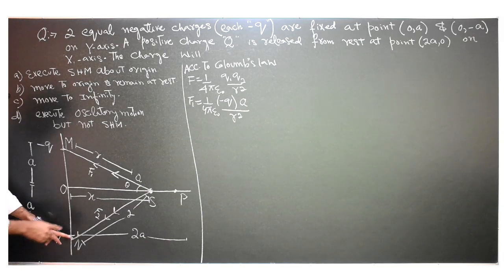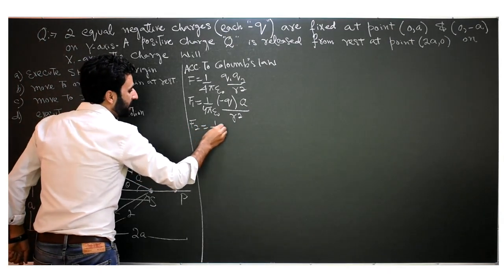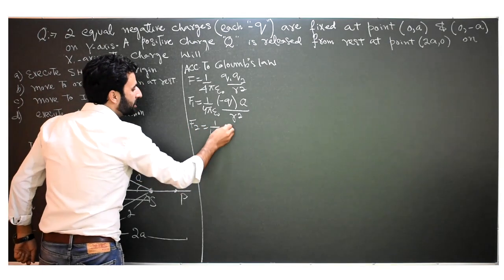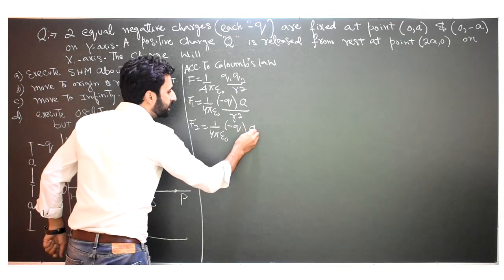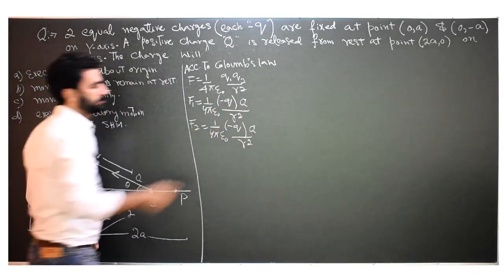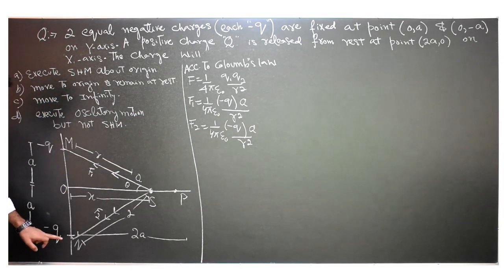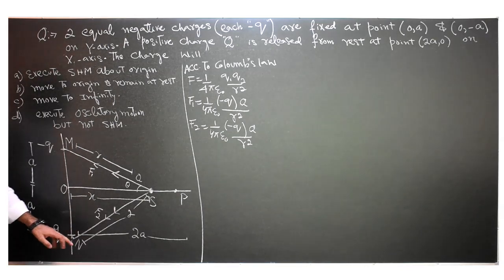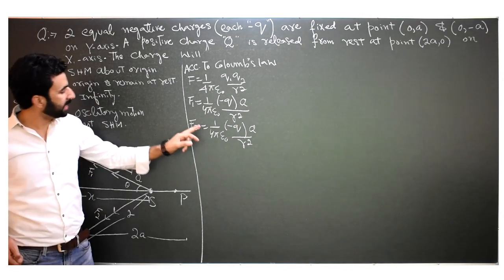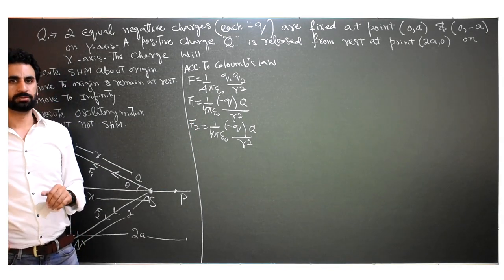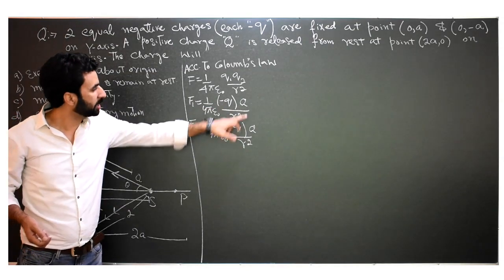Similarly, force F2 will be equal to 1 by 4 pi epsilon naught, minus Q is the one charge, plus capital Q is the other charge, divided by the same distance R square. This is force F1 due to charge minus Q. This force F2 is due to charge minus Q placed on the negative y-axis. Now, if we have a look at these two forces, we see that they are equal in magnitude, but they are not in the same direction. Every term is the same, so they are equal in magnitude.